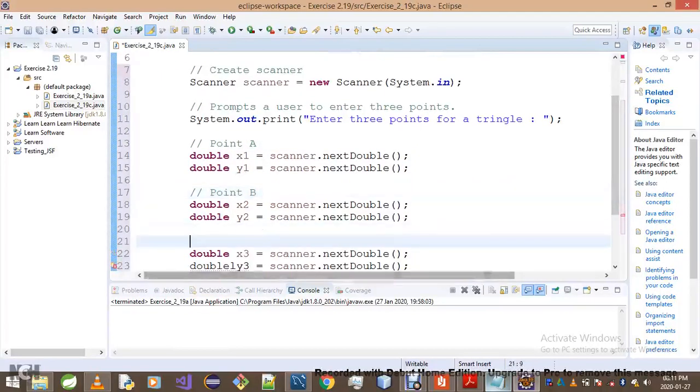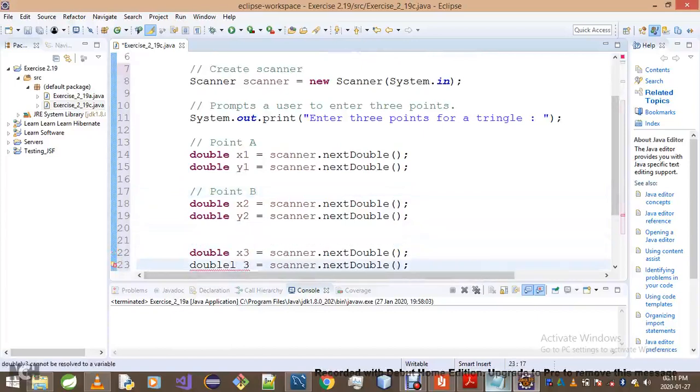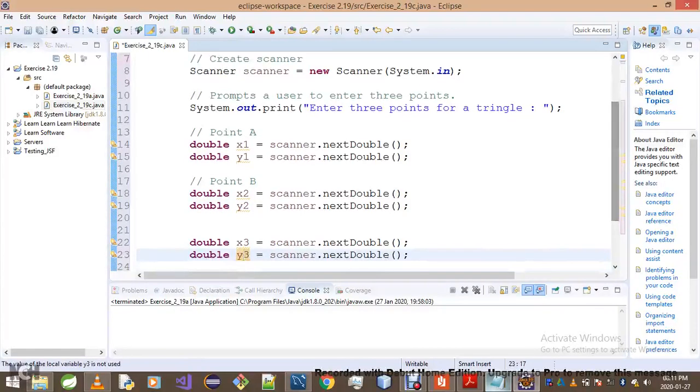And then lastly, why did I put a Y there? Okay, it's double. Why did I put a Y? Oh, I should have put a Y. I shouldn't have put that L over there. Okay, so this is our point, this is our point C.